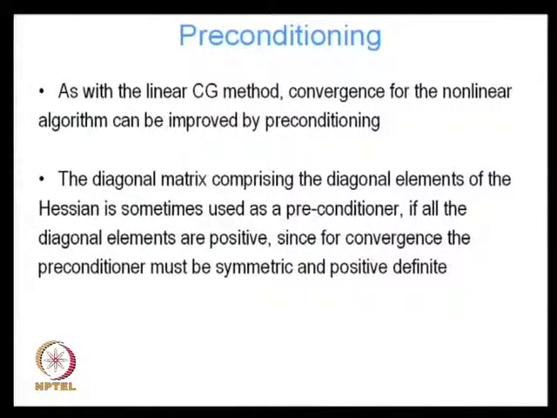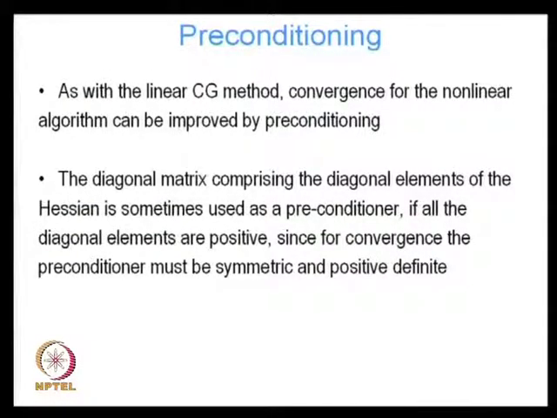So, the best situation is when the eigenvalues are grouped together. When the eigenvalues are grouped together, that gives us the best convergence. So, this is all an attempt to improve the condition number of my coefficient matrix. So, how do we condition the coefficient matrix in the case of nonlinear conjugate gradient?